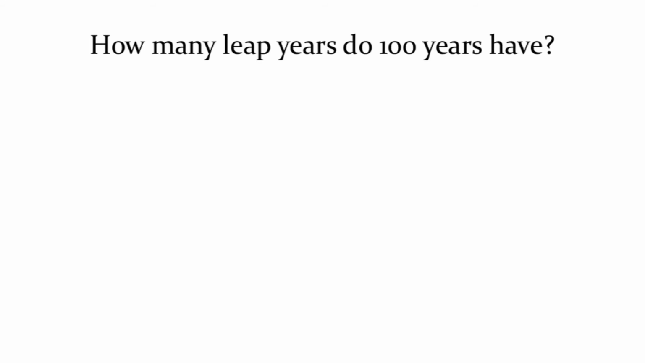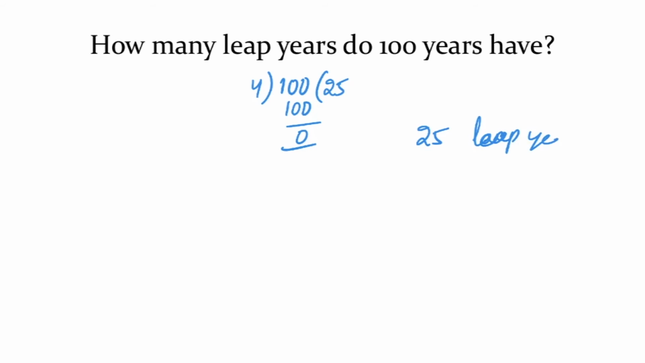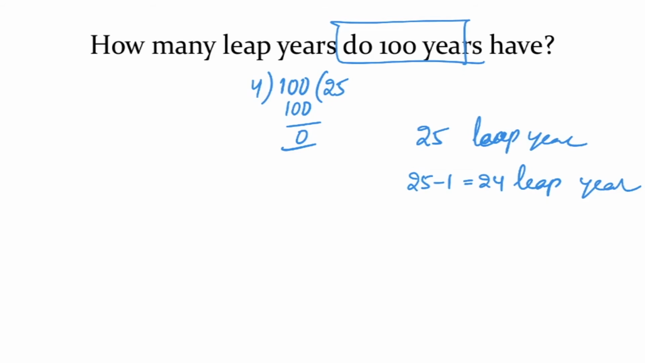How many leap years do 100 years have? If there are 100 years, 100 divided by 4 is 25. So there can be either 25 leap years or 25 minus 1, 24 leap years. Because there are 100 continuous years, we don't know which is the starting year and ending year. So there might be some centuries in between. They cannot be leap years.